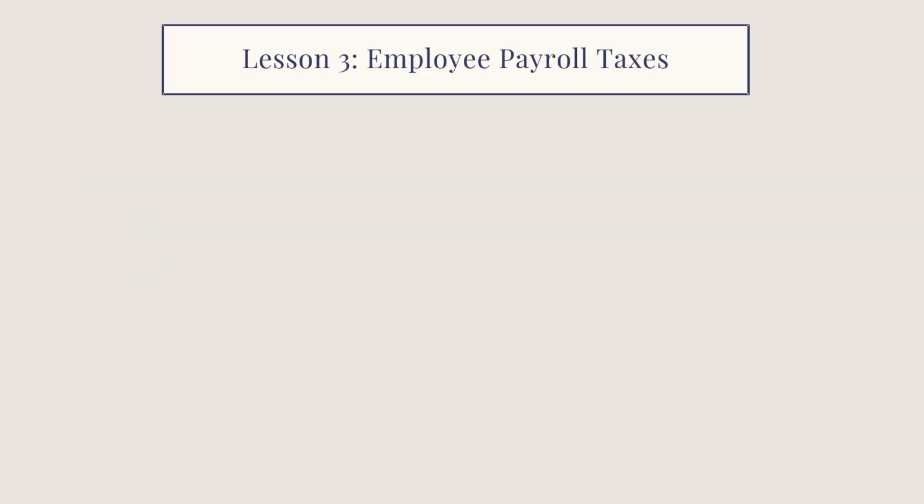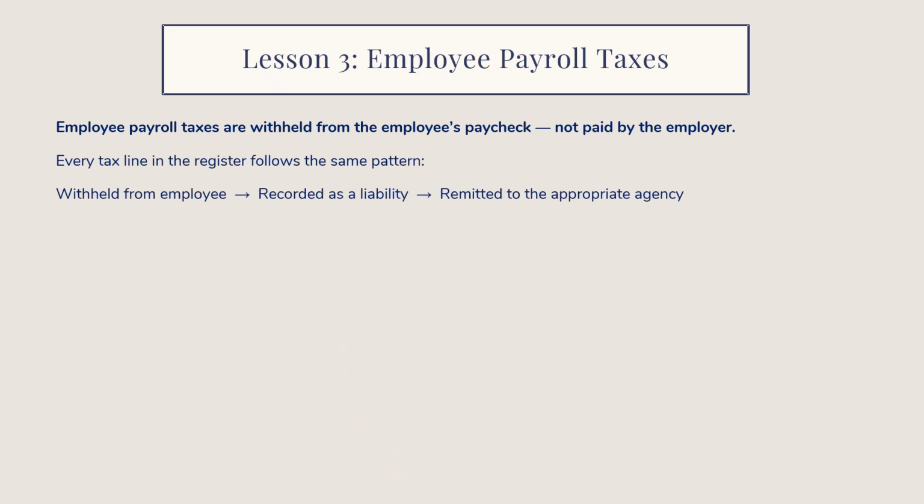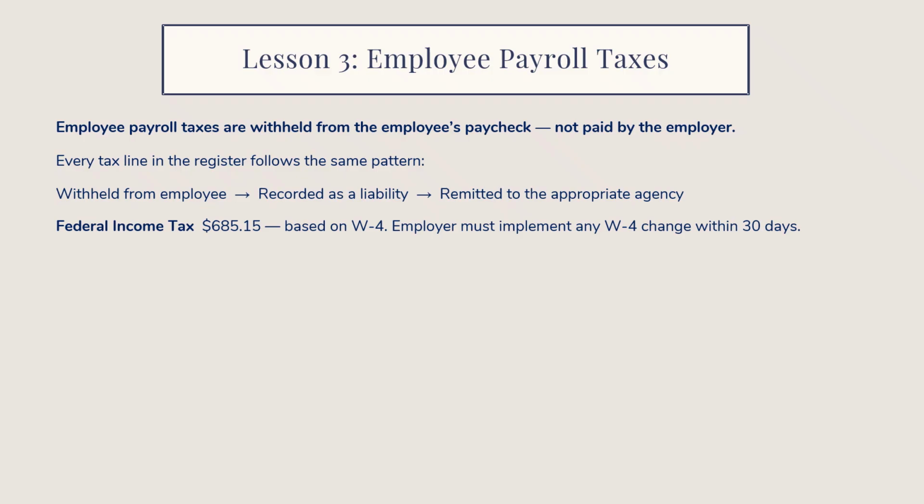Lesson 3, employee payroll taxes. Again, employee payroll taxes are withheld from the employee's paycheck. They are not paid by the employer. Every tax line in the register follows the same pattern. Withheld from employee, recorded as a liability, and then remitted to the appropriate agency.